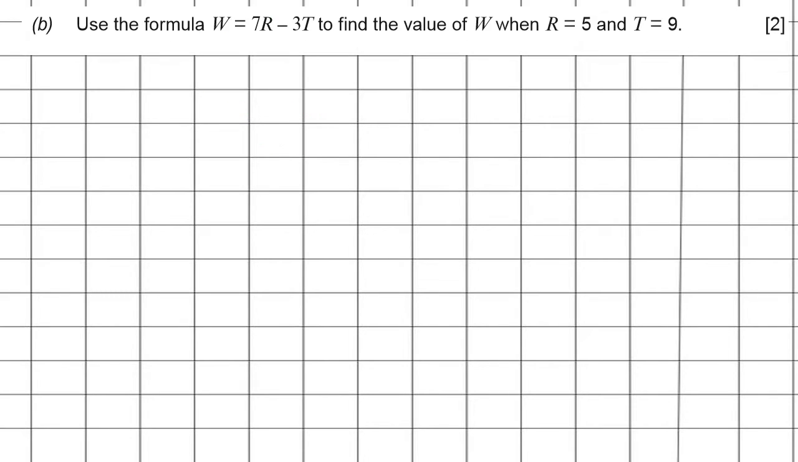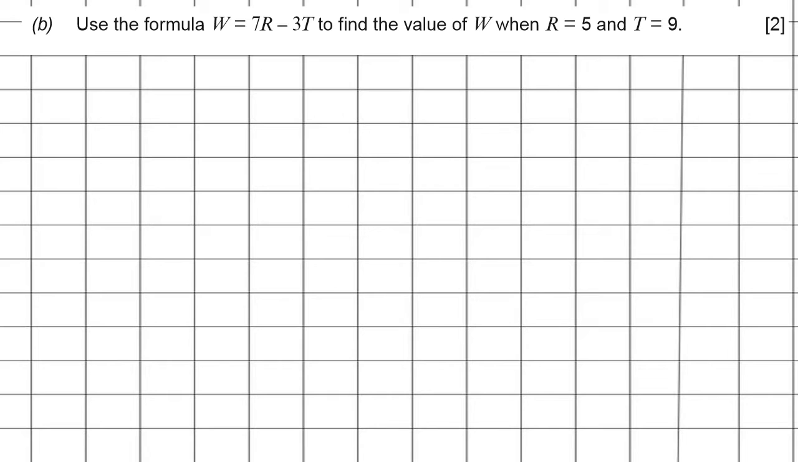Okay, 5a. Simplify 4a plus 2a, take away a. With simplifying, we can simplify as long as they have the same terms. So 4 plus 2 is 6a, take away a, which gives us 5a. So just remember, for simplifying, as long as they have the same terms, you can simplify them.